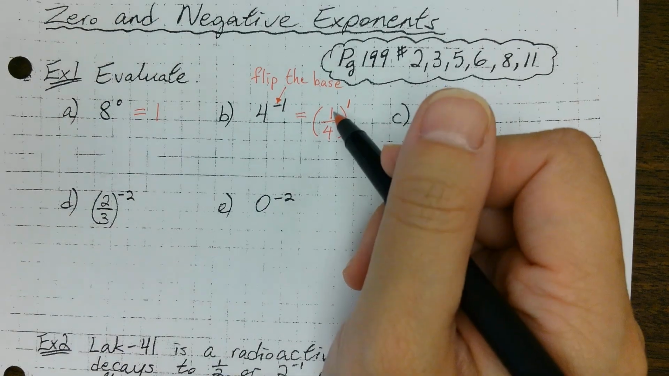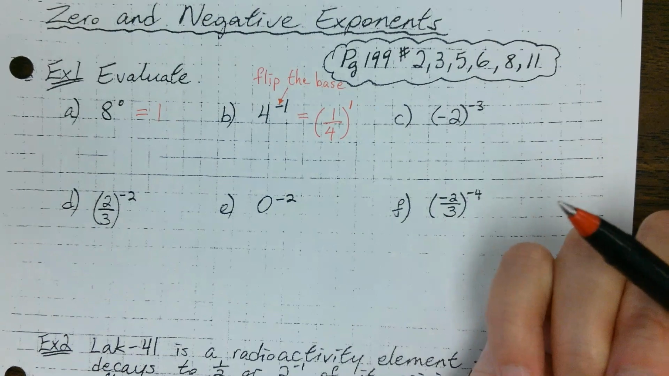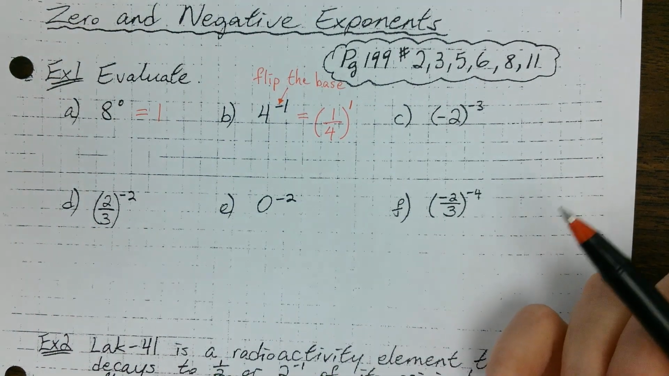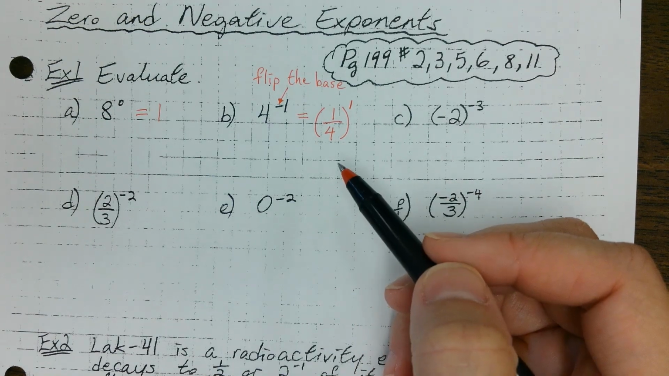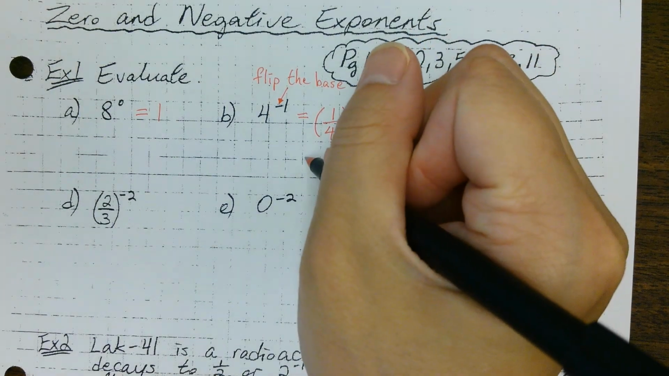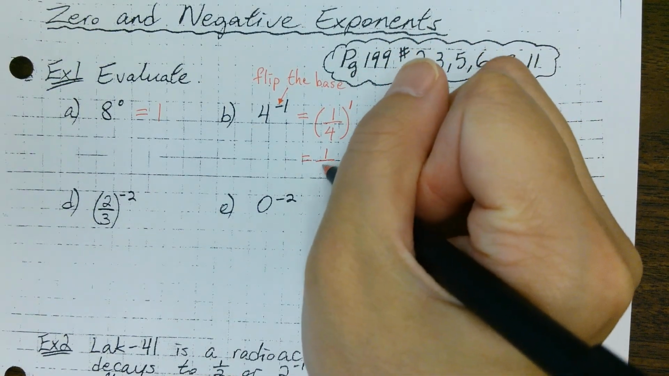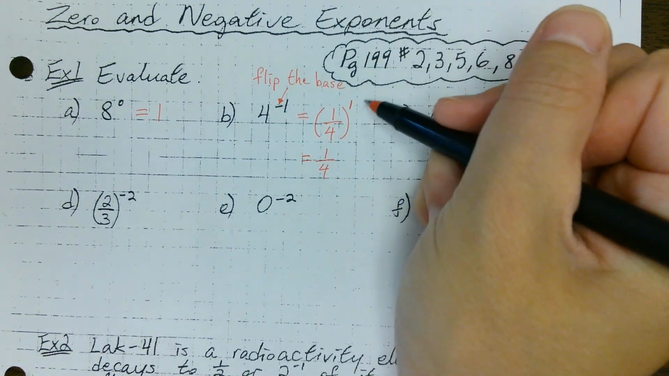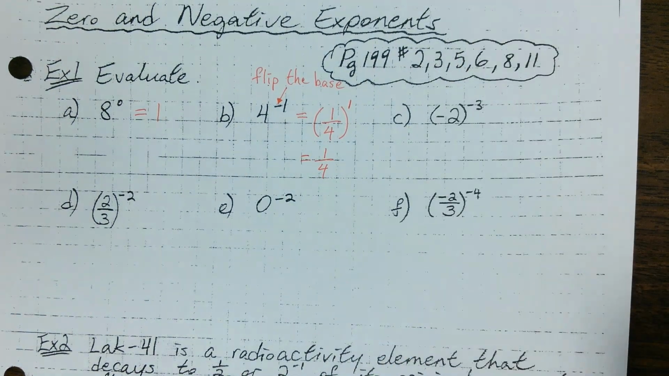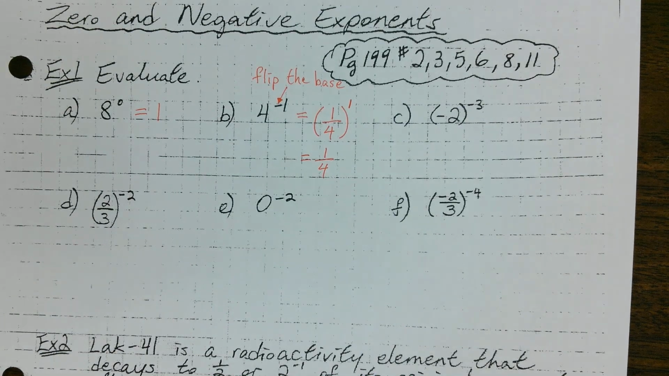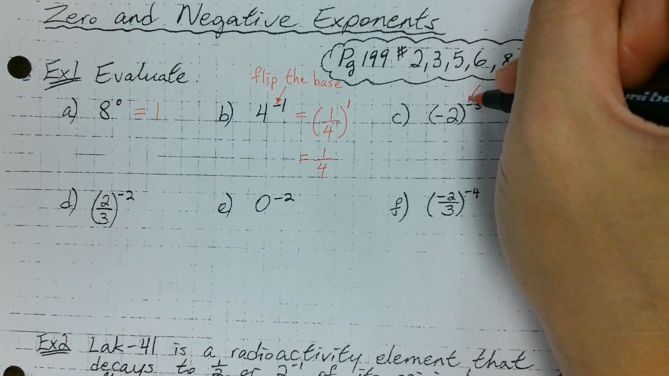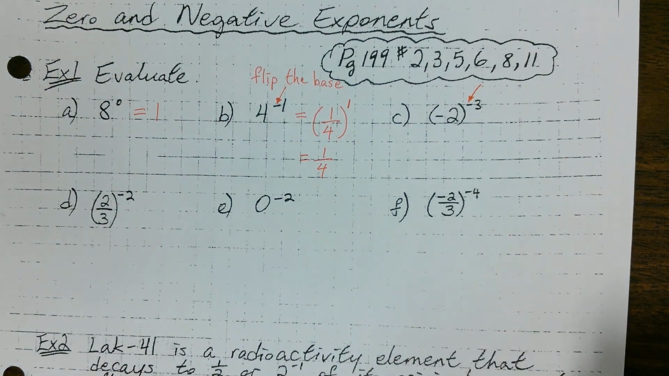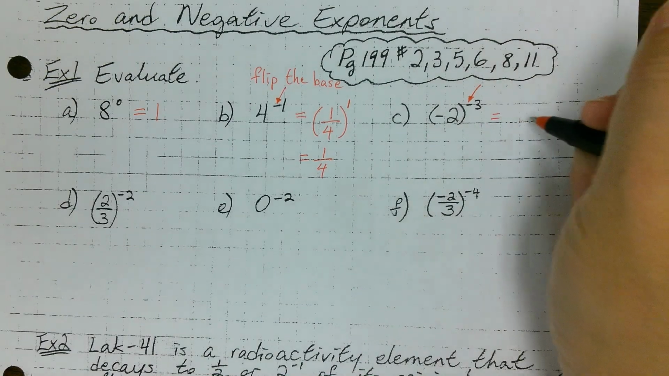Okay, and what is 1/4 to the exponent 1? What is anything to the exponent 1? Not 1, it is itself. So anything to the exponent 1 is just itself. Okay, so let's try this one. Again, I see a negative exponent. My base right now is -2. So if I flip it, my base becomes?